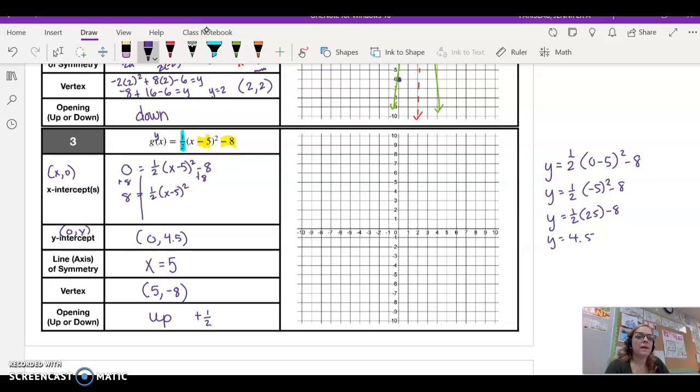Okay. And then I want to get rid of that fraction. I'm going to multiply by the reciprocal, right? Because dividing by 1/2 would be multiplying by 2/1. So we get 16 equals (x minus 5) squared. Well, now all I have to do is take the square root of both sides. So I'm going to take the square root of this side, take the square root of that side. And I now get plus or minus 4 is equal to x minus 5. Add 5 to both sides.